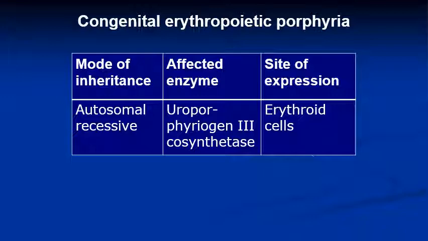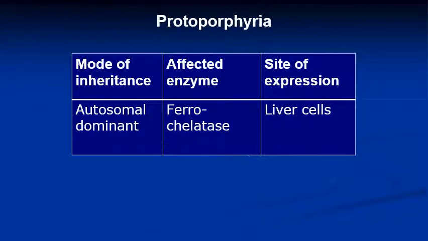See the difference? It's autosomal recessive. The enzyme involved is uroporphyrinogen III cosynthetase. Site of expression is erythroid cells. Second one is protoporphyria, autosomal dominant. The enzyme involved is ferrochelatase, also known as heme synthetase. Site of expression is liver cells.